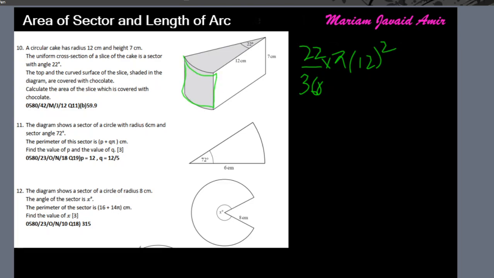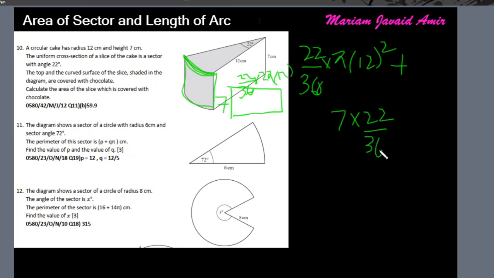Now what is this shape? This is simply a bent rectangle. It's actually a rectangle. So when you stretch it, you'll simply get a normal rectangle whose one dimension is 7 and the other dimension is simply equal to the length of the arc, which is 22 over 360 into 2 pi r, so into 2 pi 12. So plus the area of the rectangle, which is 7 times 22 over 360 times 2 pi radius. Solve this and you will get this value.